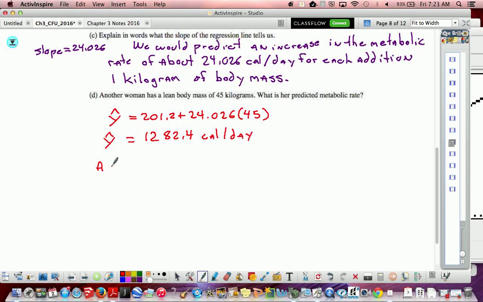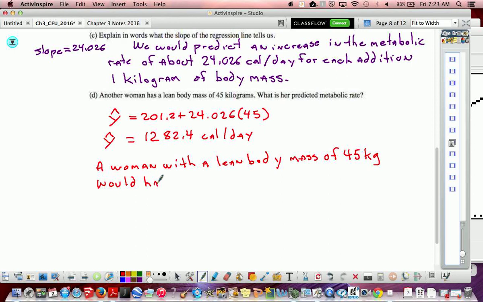So we would just say a woman with a lean body mass of 45 kilograms would have a predicted metabolic rate of 1,282.4 calories per day.